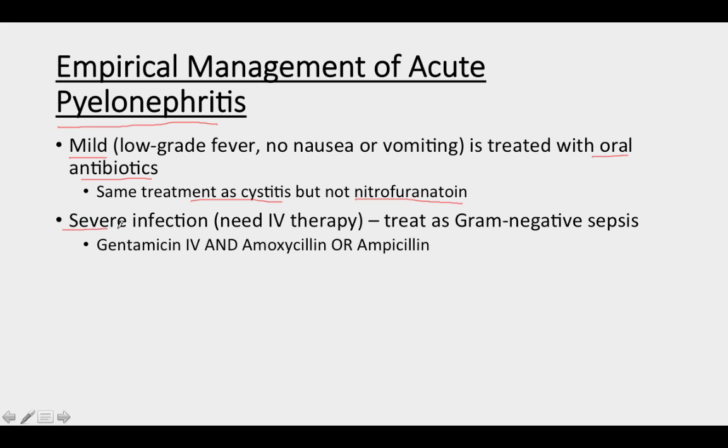If it's a severe infection, they're looking properly septic, tachycardia, tachypnea, low blood pressure perhaps, very febrile, then you have to treat them as a gram-negative sepsis. So you treat them with gentamicin IV, that covers all the gram-negative organisms, and then you can use amoxicillin or ampicillin. They are broad-spectrum, so they obviously cover the gram-positive as well. That will give you complete coverage in these patients.